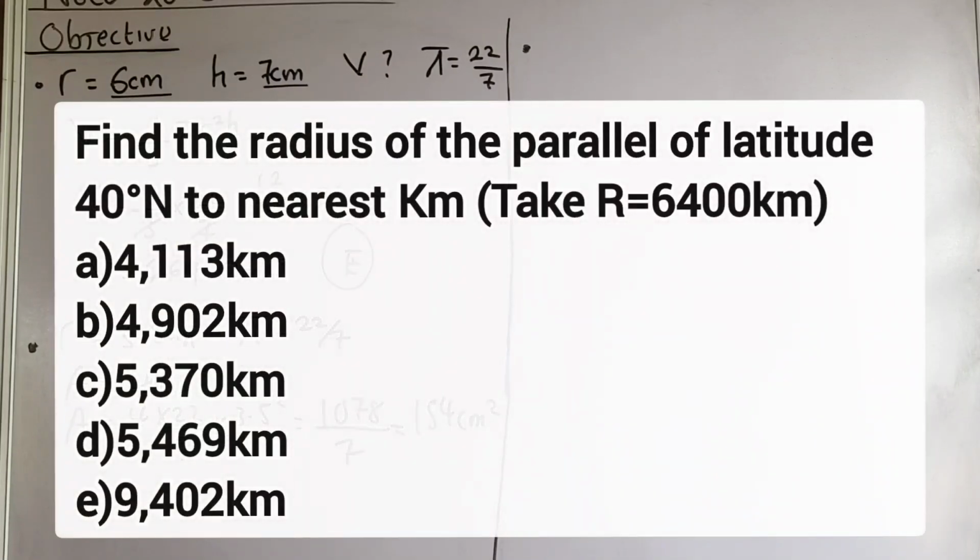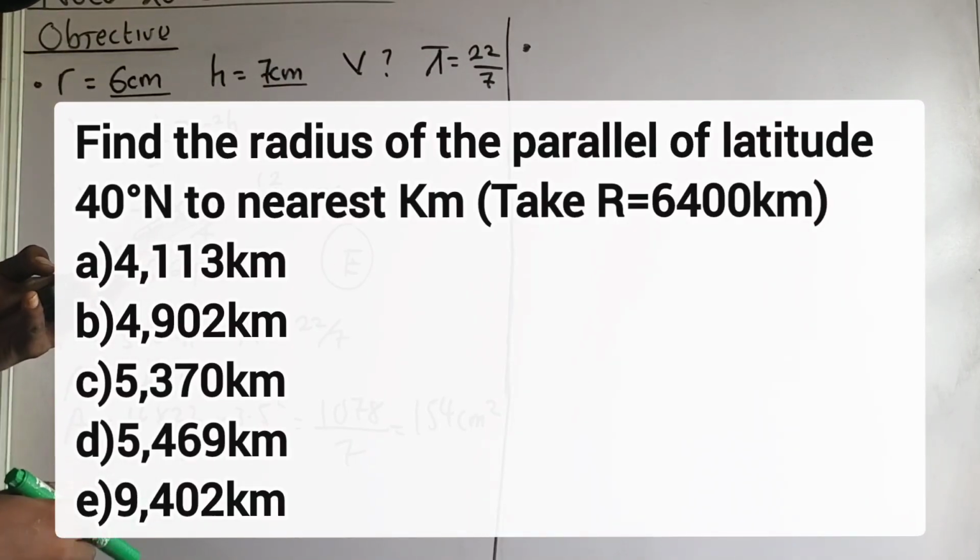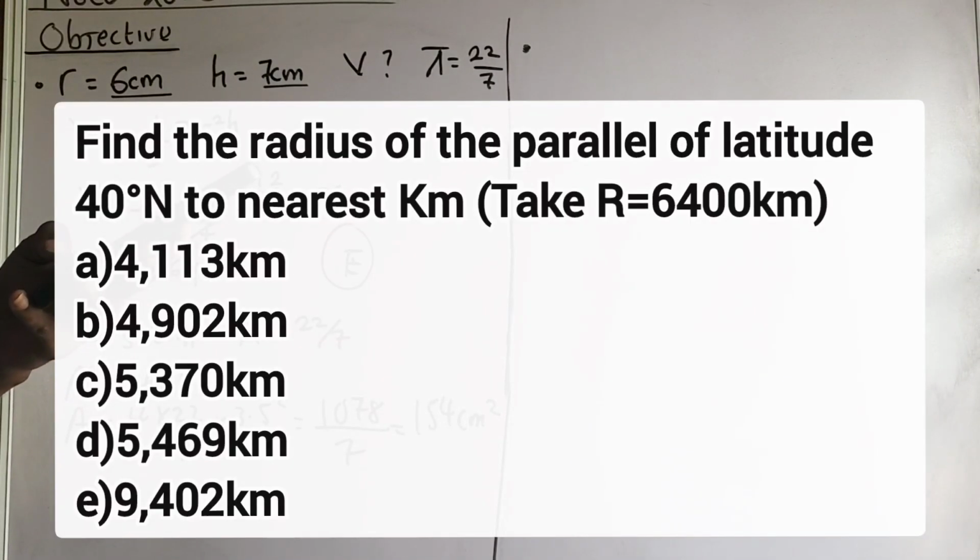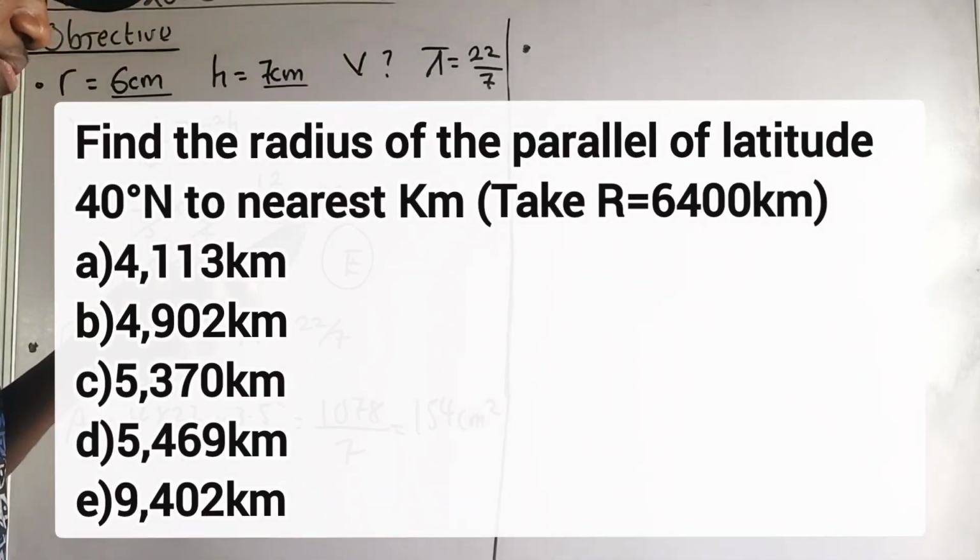Find the radius of the parallel of latitude 40° north to the nearest kilometer. Take R equals 6,400 kilometers. A, 4,113 kilometers. B, 4,902 kilometers. C, 5,370 kilometers. D, 5,469 kilometers. E, 9,402 kilometers. Okay, now please, I want you to pay attention for that question.